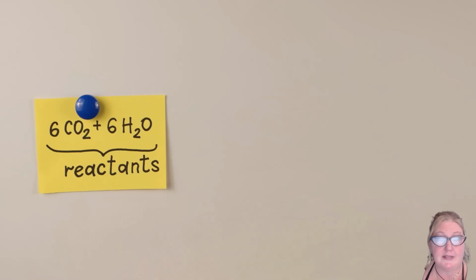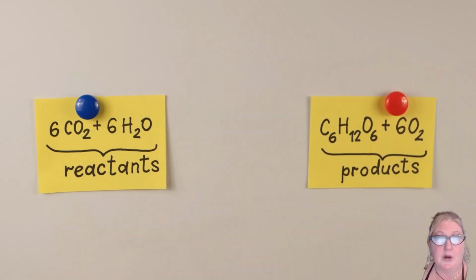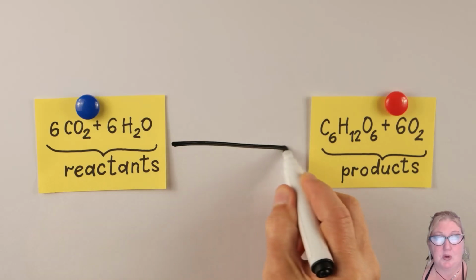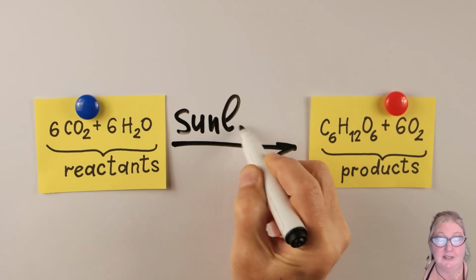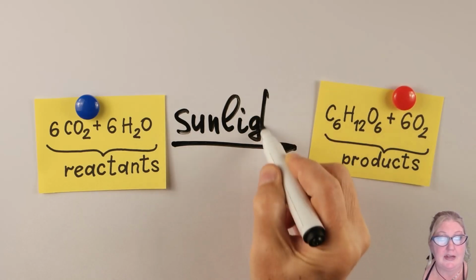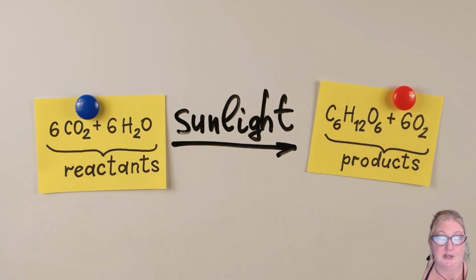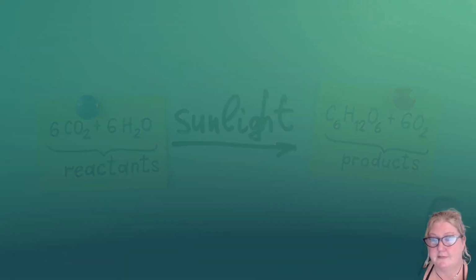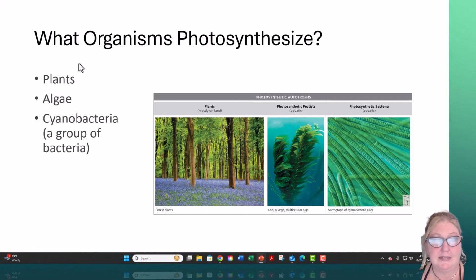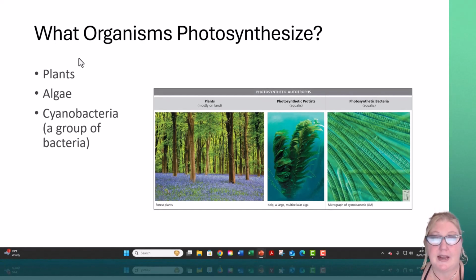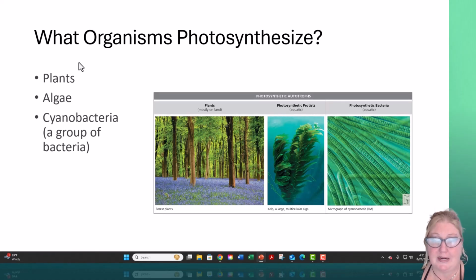Specific wavelengths of visible sunlight, carbon dioxide, and water are the requirements for photosynthesis. The products of photosynthesis are oxygen, glyceraldehyde 3-phosphate, or G3P, as well as simple carbohydrate molecules that can be converted into glucose, sucrose, or any of dozens of other sugar molecules. Organisms that are able to undergo photosynthesis include plants, algae, and cyanobacteria, which is a group of bacteria.